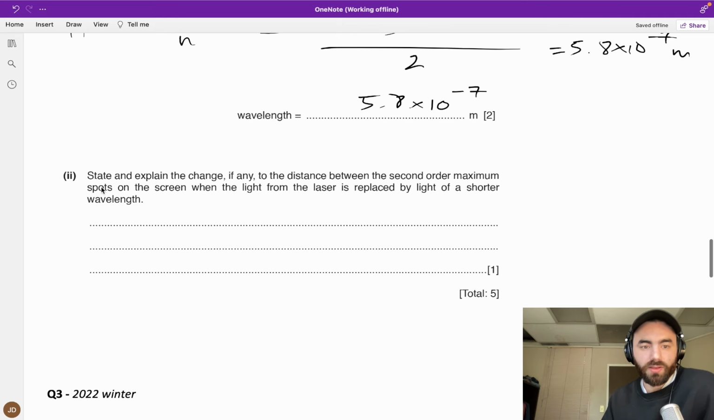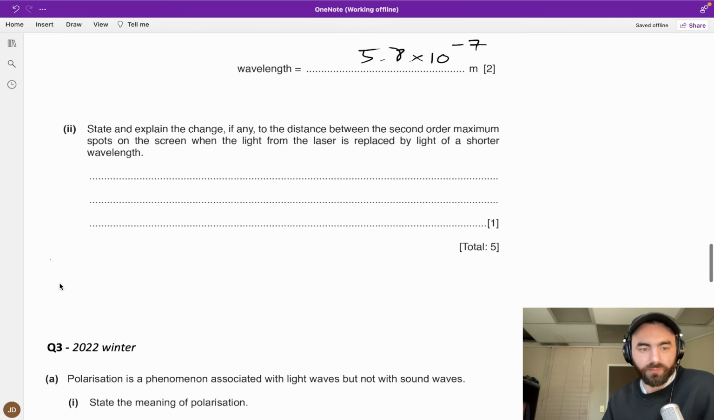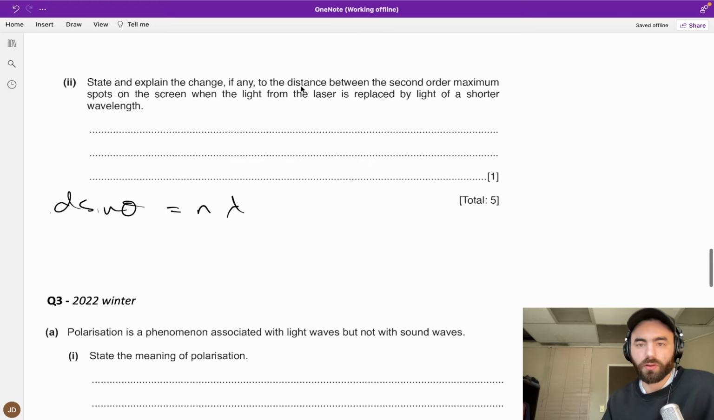State and explain the change, if any, to the distance between second order maximum spots on the screen when the laser is replaced by a shorter wavelength. Okay, again, d sine theta equals n lambda. Okay, distance between second order maximums.